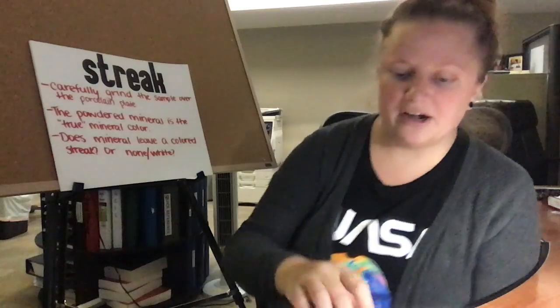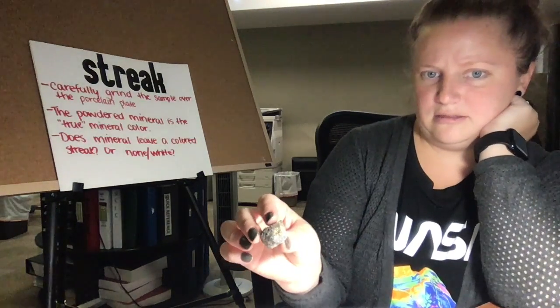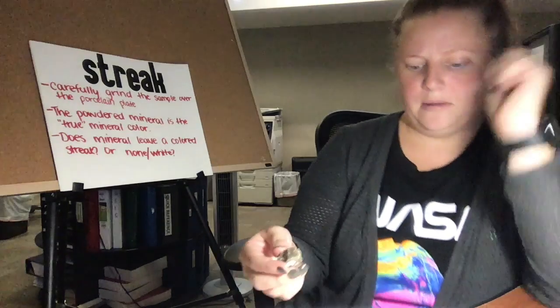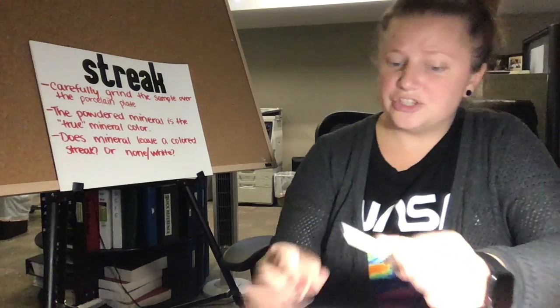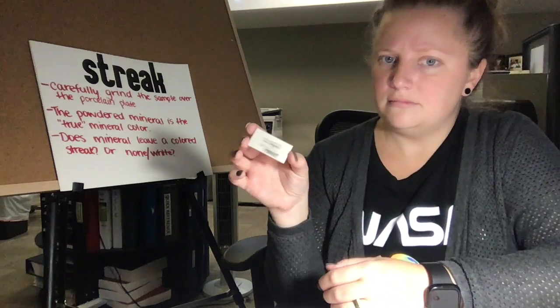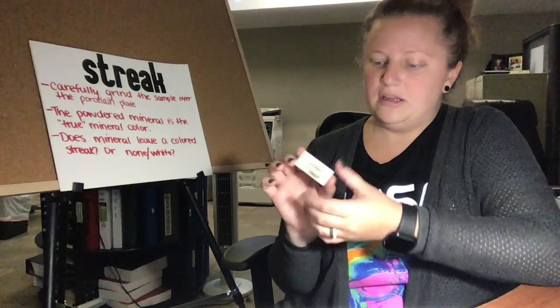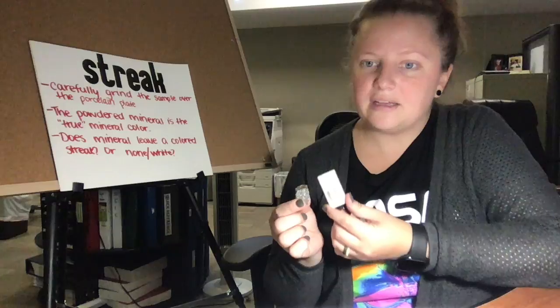For example, pyrite is pretty light gray colored. You can see the metallic bits in it. But if you rub it on the streak plate, there we go, you can see how dark it is. It's very dark colored. So the streak is darker than the actual mineral that you're looking at in person.